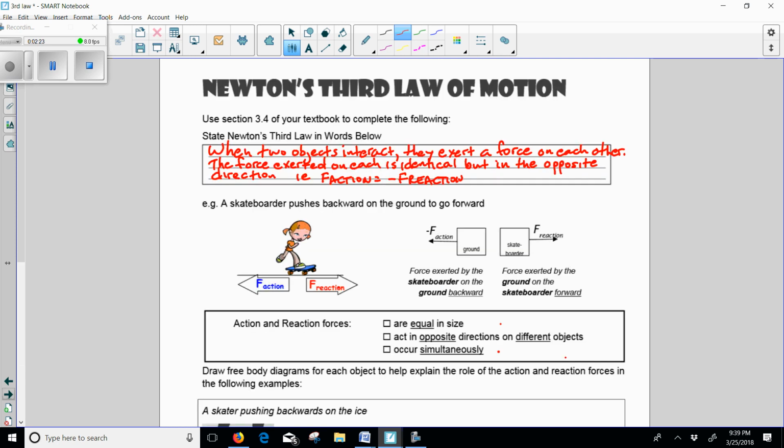In your workbook, this is the definition that I want you to write down. If you have a chance, pause the video and jot it down. Okay, let's look at it. The whole idea is, again, two objects are interacting and they exert a force on each other. The exerted force is exactly the same, opposite in direction, and it happens at the same time. A quick way to remember this is: for every action, there's an equal and opposite reaction. It's in terms of forces. So remember, equal size, opposite direction, and they happen simultaneously.